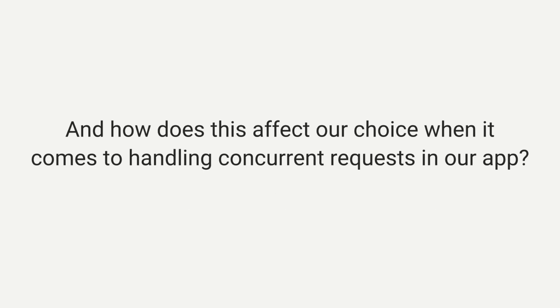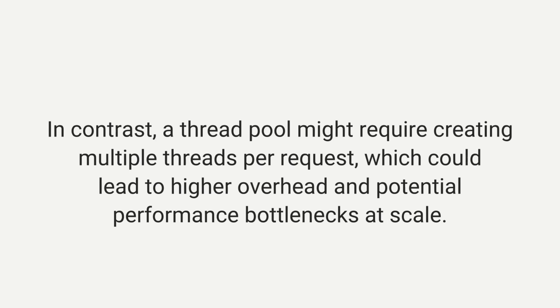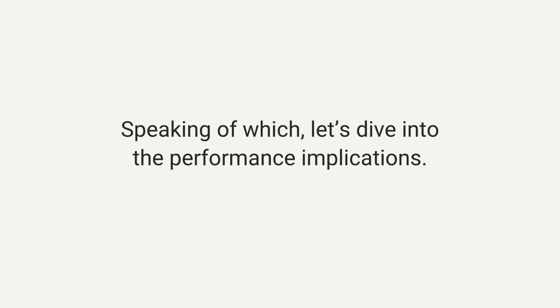And how does this affect our choice when it comes to handling concurrent requests in our app? Well, with an event loop, you can handle thousands of concurrent connections using just one thread by asynchronously waiting for I/O operations. This means lower memory usage and fewer context switches. In contrast, a thread pool might require creating multiple threads per request, which could lead to higher overhead and potential performance bottlenecks at scale. Speaking of which, let's dive into the performance implications.